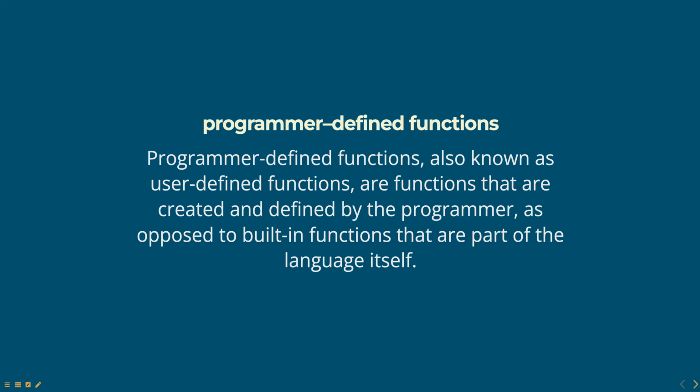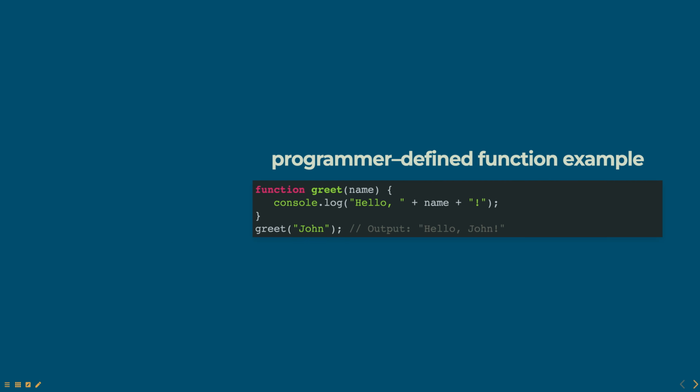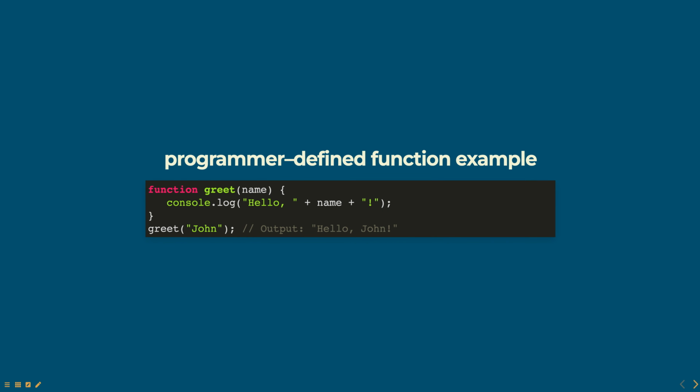In JavaScript, programmer-defined functions can be defined using the function keyword, followed by the function name, a list of parameters within the parenthesis, and a code block with curly braces. In this example, a function named greet is defined that takes one parameter, name, and uses it to print a greeting to the console. The function is called with the argument John and the output is hello John.